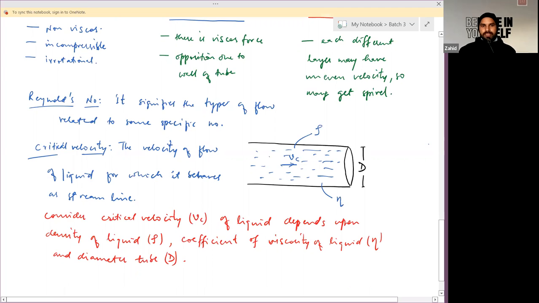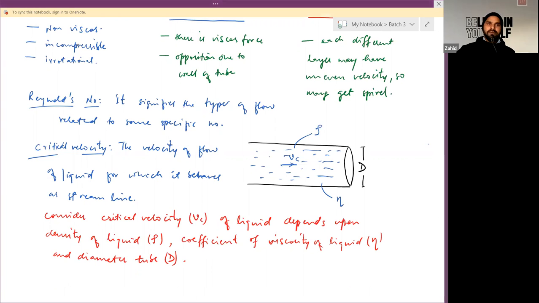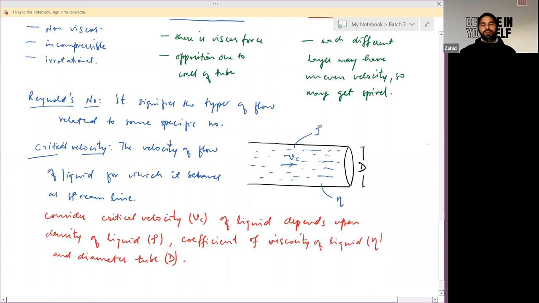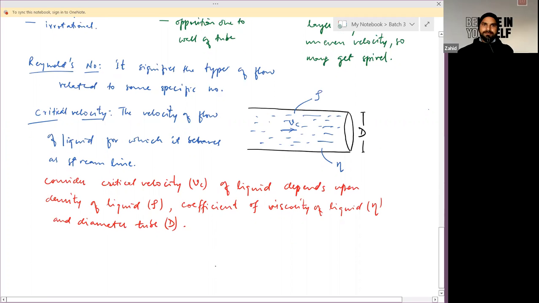So on the basis of this relation, we may use the concept of dimensional analysis, which you have learned in chapter number 2, for deducing relationships related to different physical quantities. So using that concept, we have to derive a relation. Let me show you how to calculate.